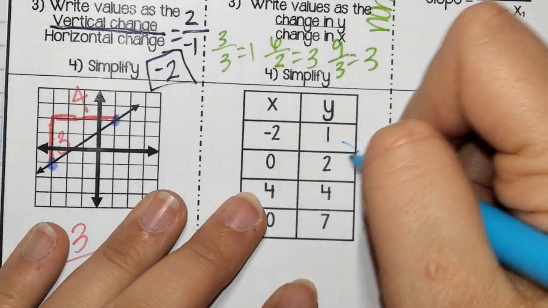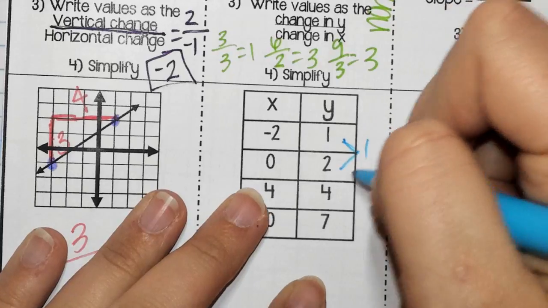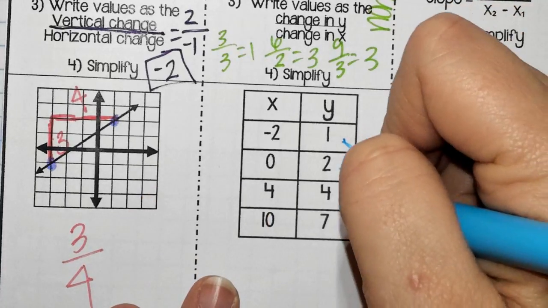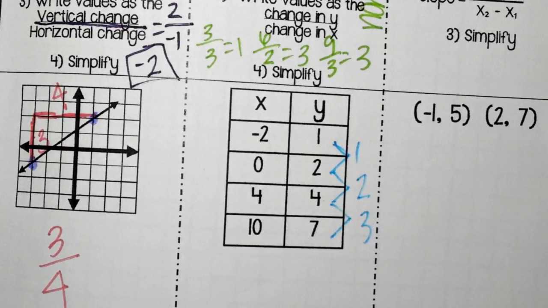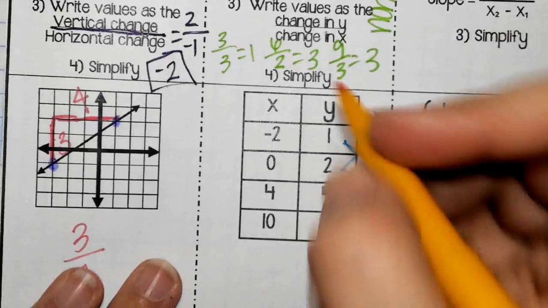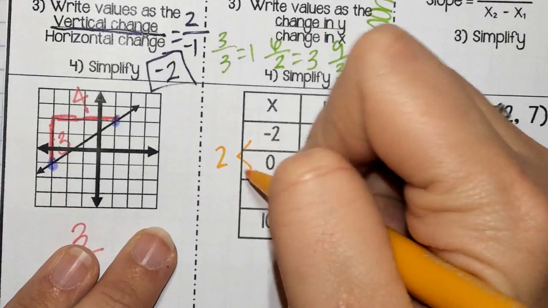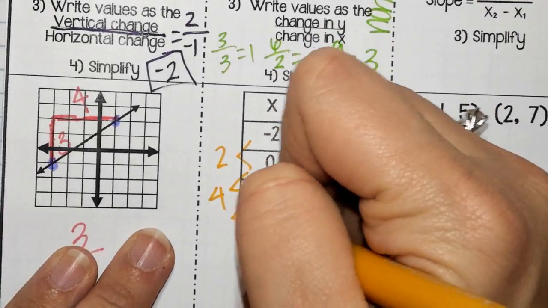Alright, how much does it increase between 1 and 2? Between 2 and 4? Between 4 and 7? 1, 2, 3. Alright, how much does it increase between negative 2 and 0? 2. 0 and 4? 6.